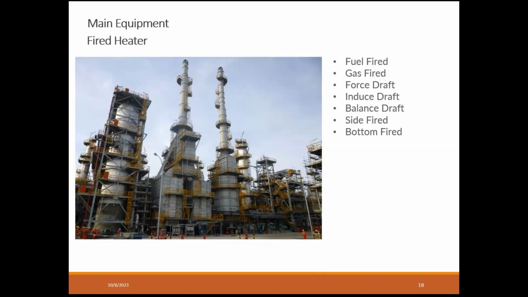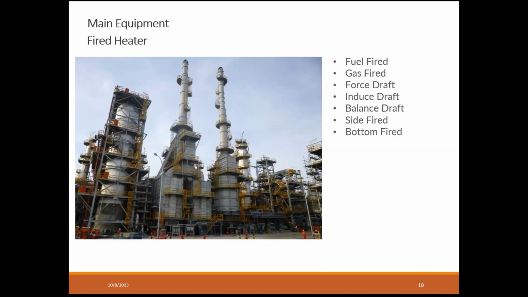For forced draft, we will have a blower. We call it a blower. Gas like natural gas, yes, it is. So for forced draft, we will have a blower. A blower will act as a combustion air. So you will force the combustion air to the burner. That's what we call forced draft.